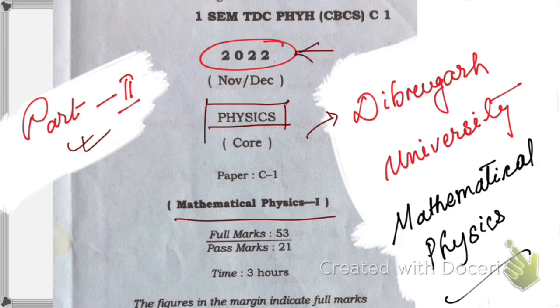And I have also solved the paper of mathematical physics of 2020, I think, and 2021 also. So you can go to the playlist of Dibrugarh University previous year paper solutions, and you can find them. Okay, and I will provide the links also in the description box.